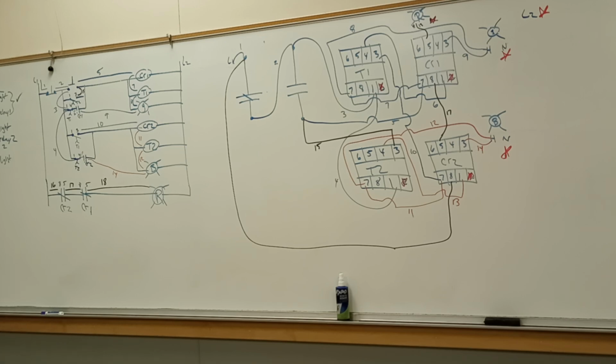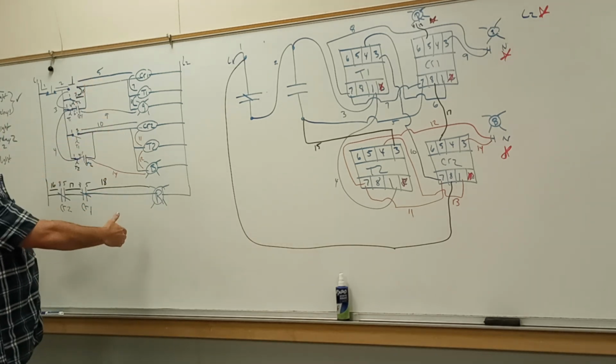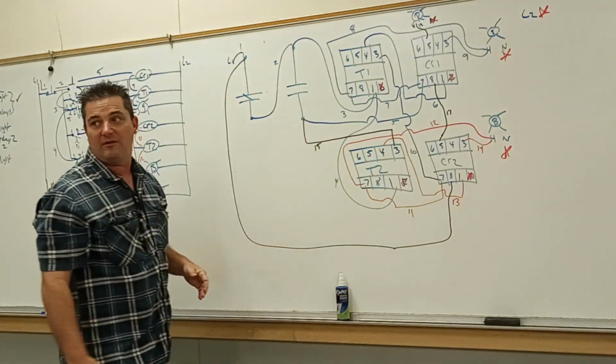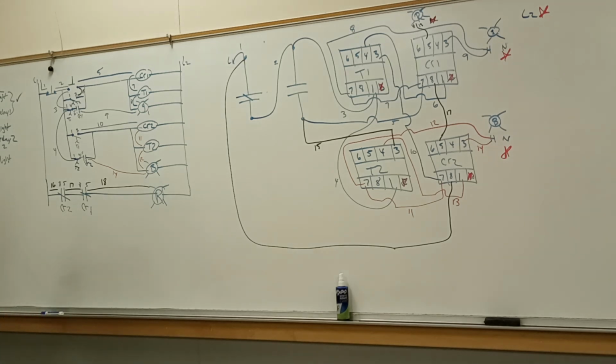And the big thing, we started off with what the process was. We defined what's going to happen. We defined what inputs and outputs we need. Then we developed our ladder. And then we came over here and made up our wiring diagram. So we did it in multiple steps. We didn't go out of order.